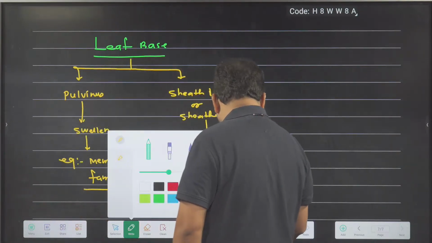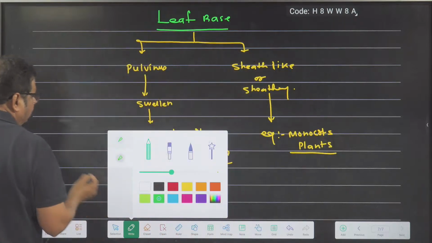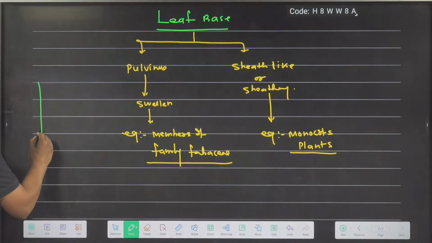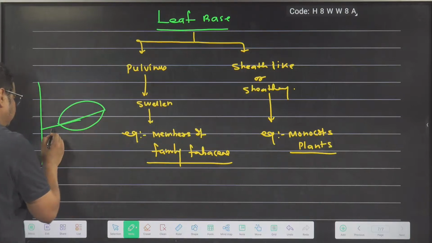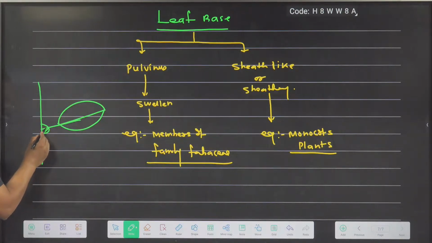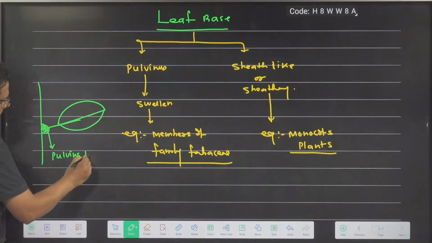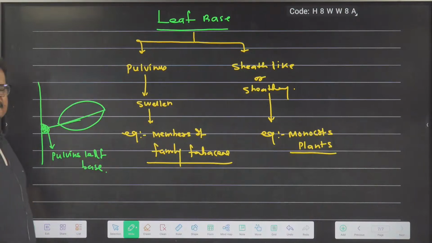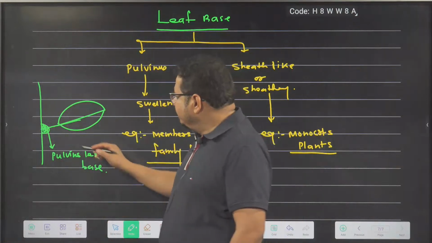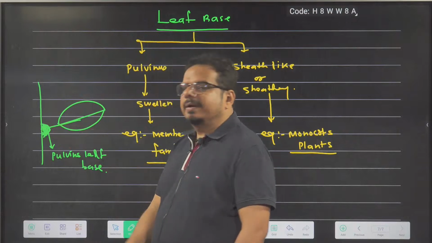How does a pulvinous leaf base look? Let me draw a diagram. So have a look here, give your attention. This is the stem, this is the leaf, this is the lamina, this is the petiole, and here is the leaf base. It is pulvinous leaf base. Swollen leaf base. Such a type of leaf base, swelling in the leaf base, is present basically in members of family Fabaceae.